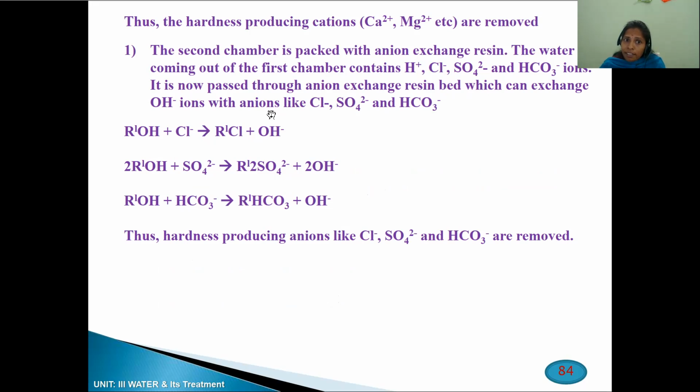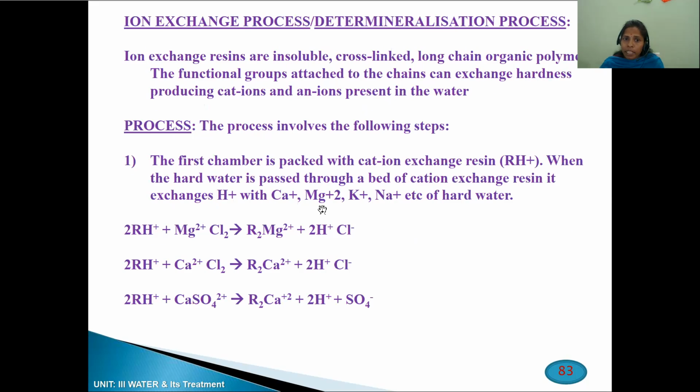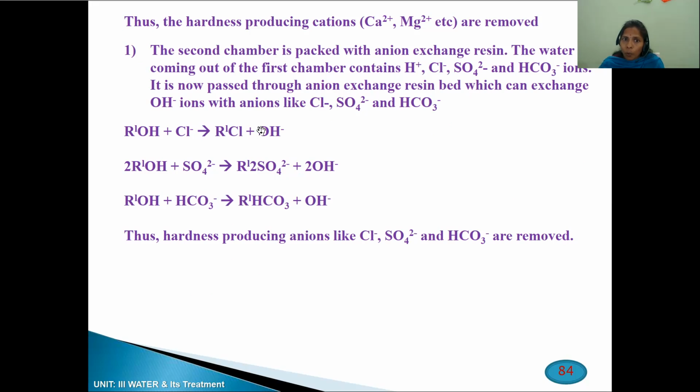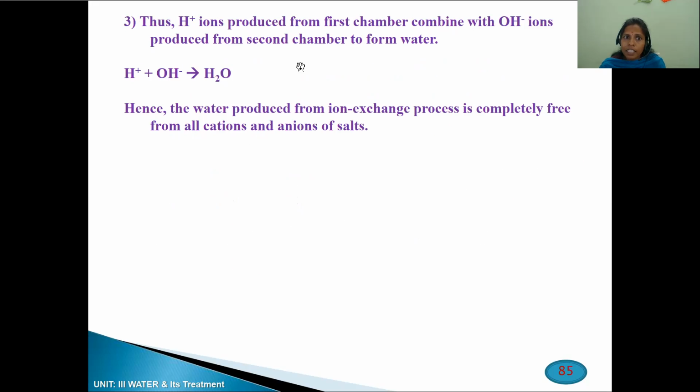So what is releasing at end? OH minus ion is releasing in the water, but at the resin, at the place of OH minus, these anions are striking. So here the H plus ion is releasing at cation exchange resin. OH minus ions are releasing at anion exchange resin. So these two are reacting with each other to produce the water. This water is called deionized water or the demineralized water.